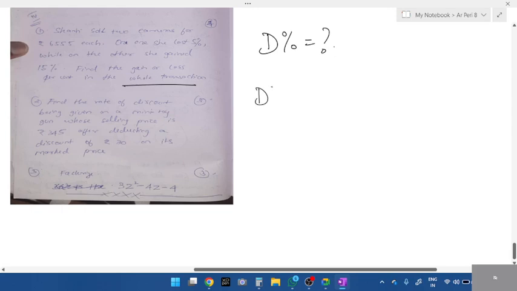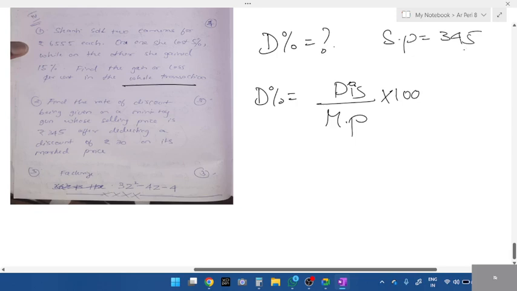Discount percent is equal to discount divided by mark price, into 100. Those who know this formula, it is very easy to solve. Read the next part of the sentence. What is given? Selling price is 340. After deducting a discount, what is discount in rupees, students? Discount is equal to 30. What are the things you can substitute in this formula? Discount is 30. Is mark price given?